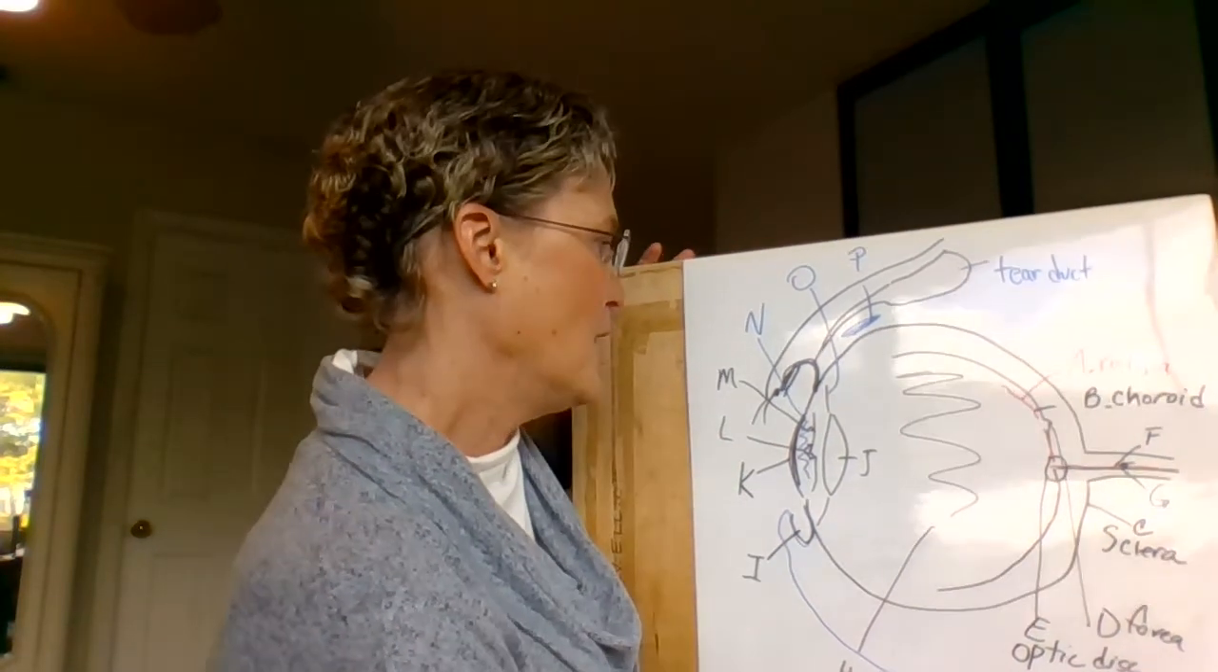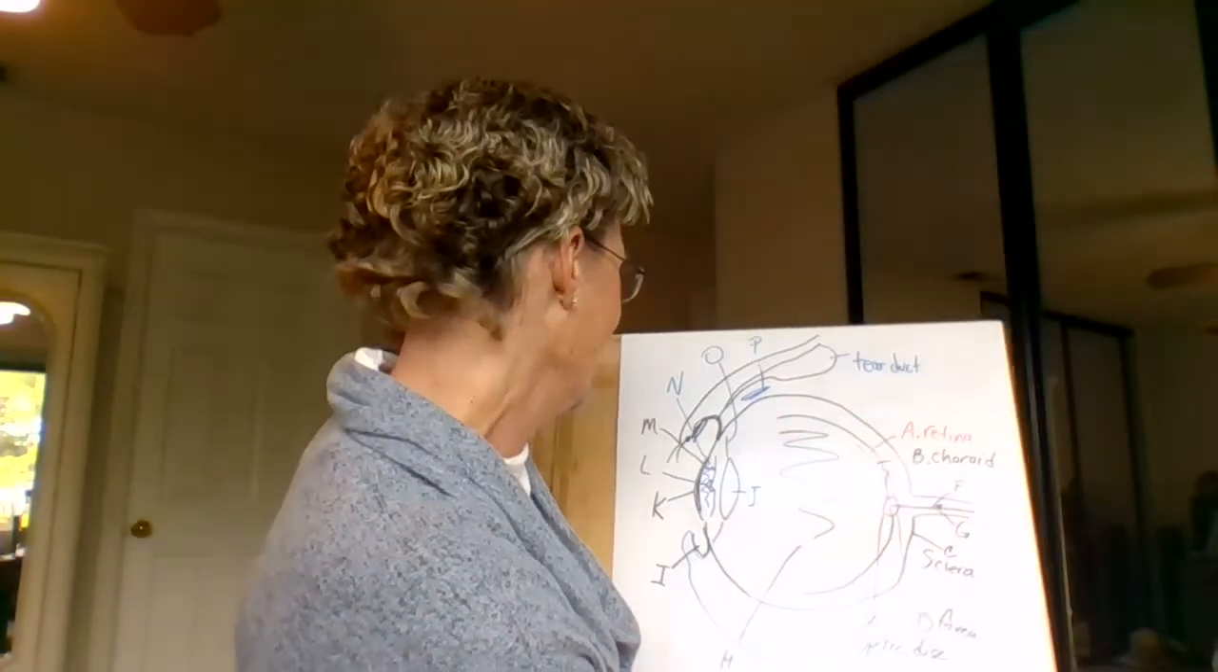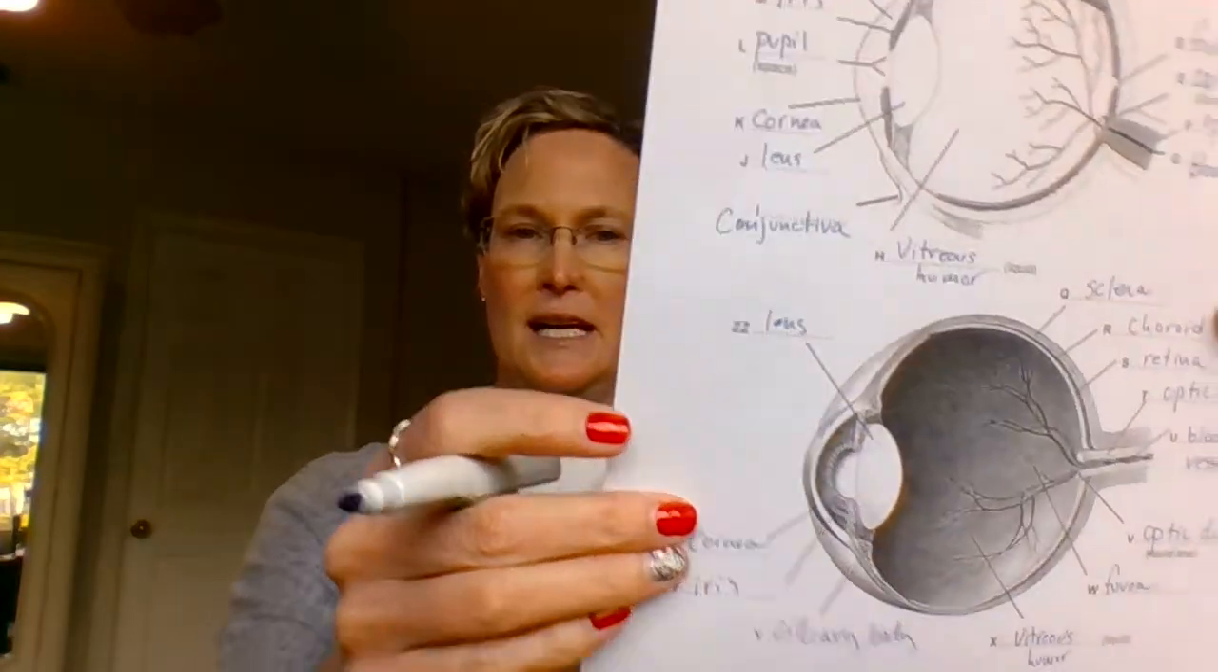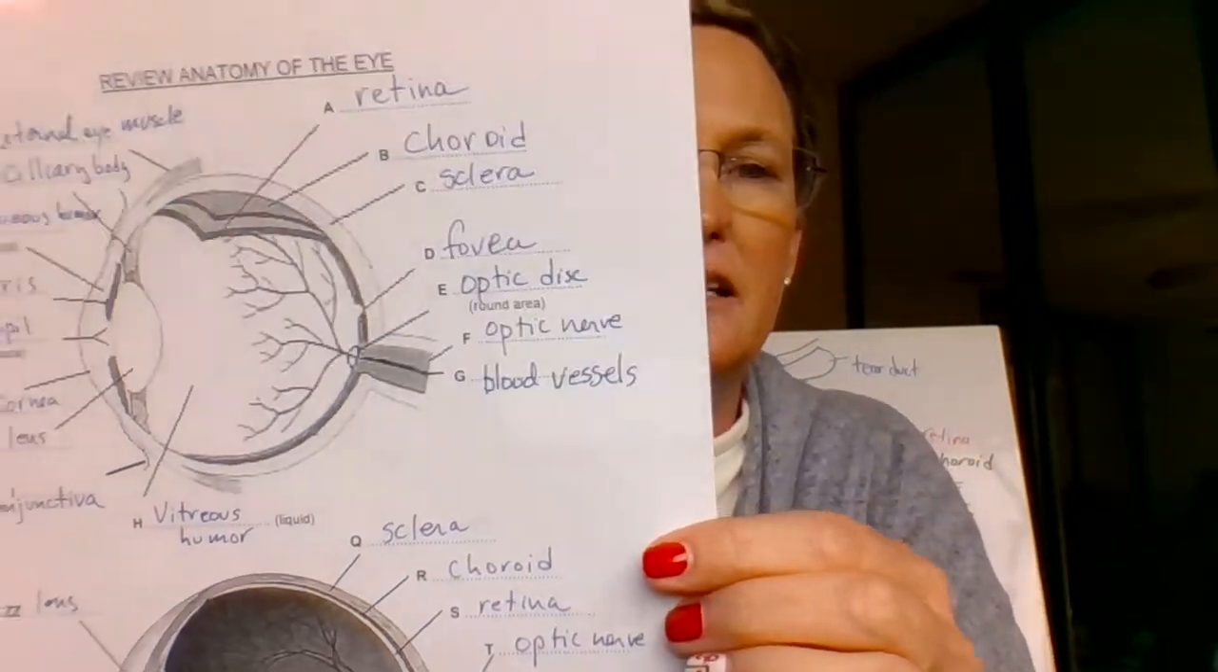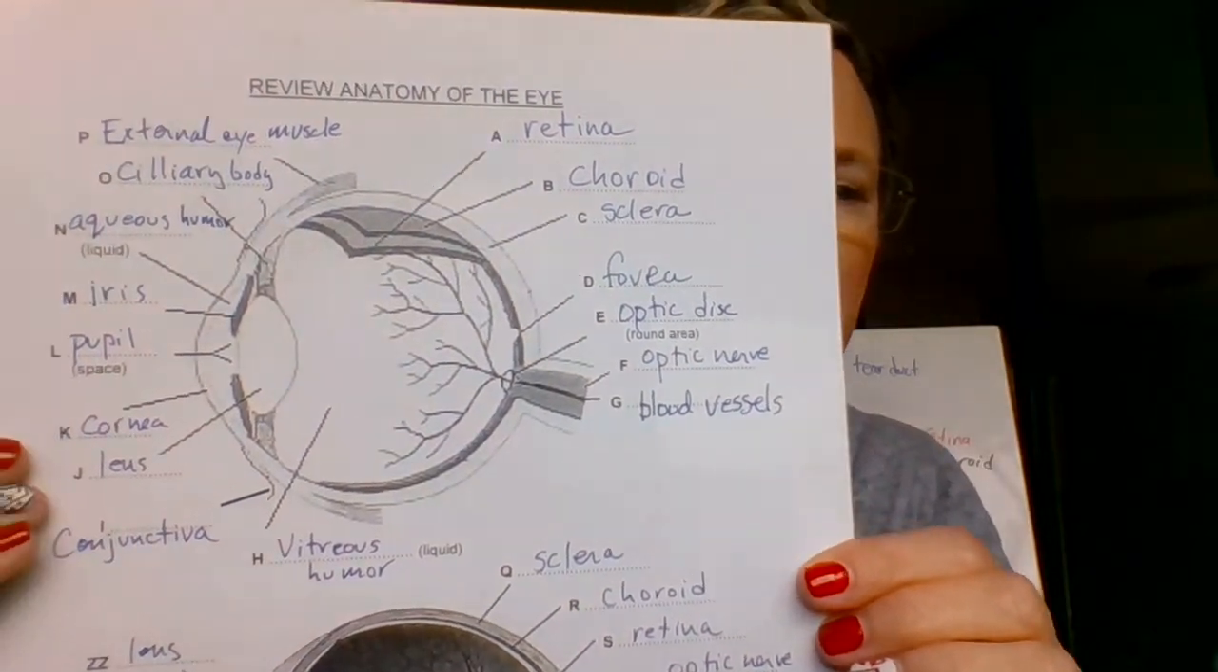Okay, now we've got this bottom one at the bottom. Eyes are amazing. So complicated. Okay, so now I'm just going to point out this information here. Okay, so you can get the rest of those all written down.